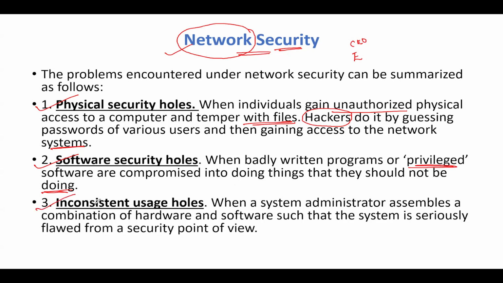The last one is inconsistent usage holes. This is when a system administrator assembles a combination of hardware and software such that the system is seriously flawed. We say that the system is seriously flawed when there is a chance for anybody to come and take information without proper authority. Okay, so here, from a security point of view, if it is allowing me to access files without any authentication, allowing me to enter without any password, then we will call it a flaw. It is because of the bad combination of hardware and software. So these are the three kinds of network security problems which can arise.